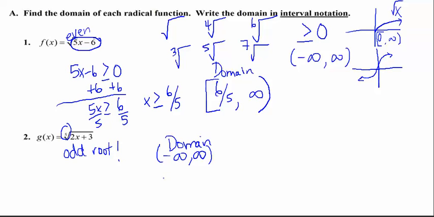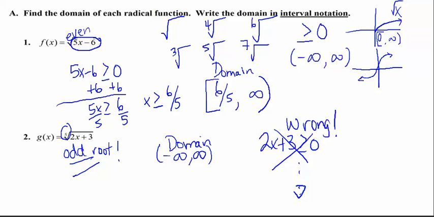So on a test, what I would do for these domain questions is I would first find the one that has the odd root and answer that one first, because you do not want to say 2x plus 3 is greater than or equal to 0 and go on, because that would be wrong since there are no domain restrictions.